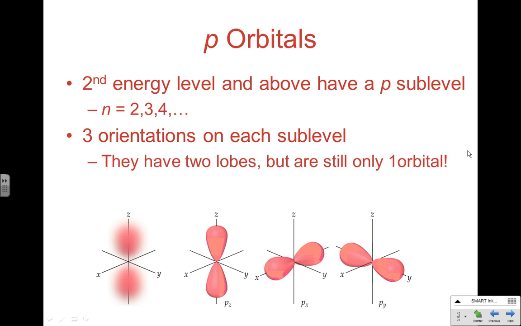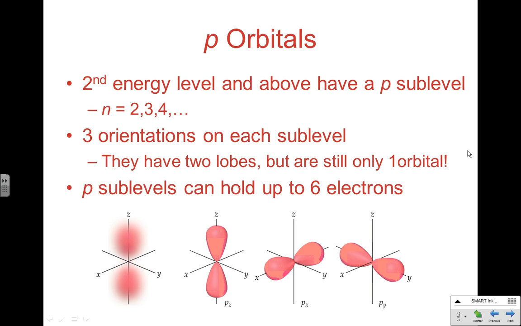And remember, they have 2 lobes, but that's still just one orbital. This is a region of space where up to 2 electrons can live. So a p sublevel can hold a total of 6 electrons. So if every p orbital is filled with 2, that's a total of 6 electrons to fill that whole sublevel.